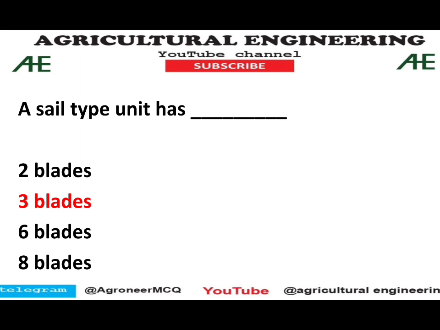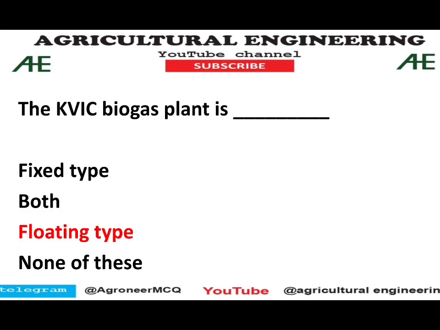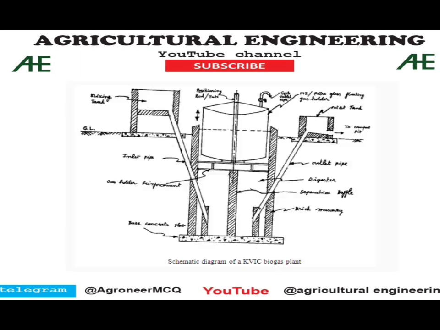A cell type unit has three blades. The question is related to renewable energy engineering. The KVIC biogas plant is a floating type of biogas plant. So I would like to suggest that you go through the different types of biogas plants and their speciality, either floating type or fixed dome type, and their names.